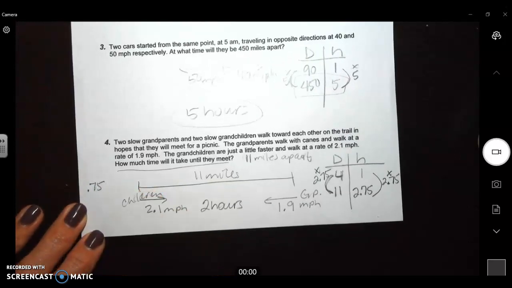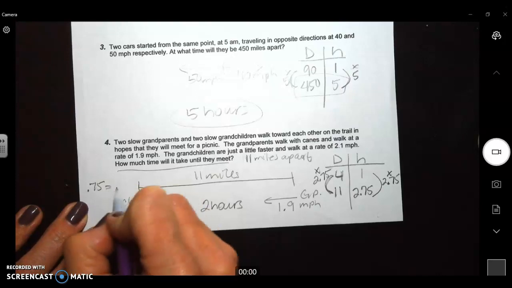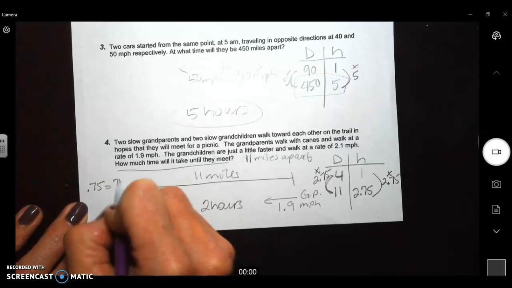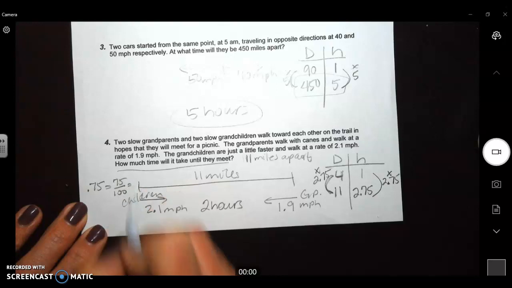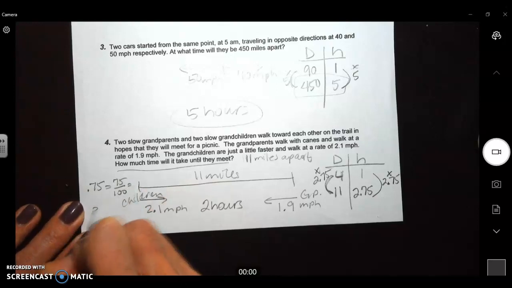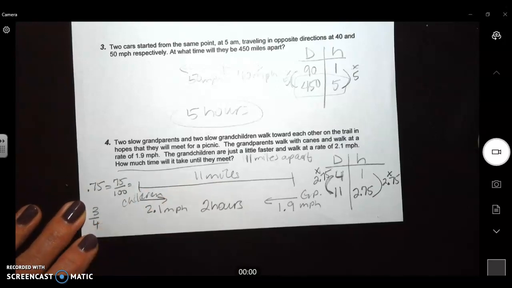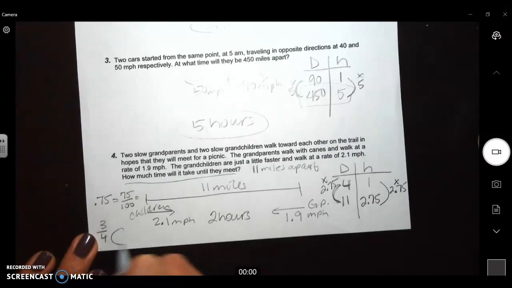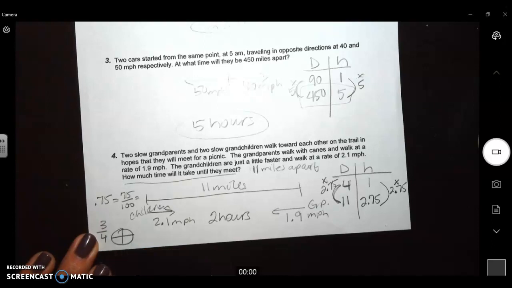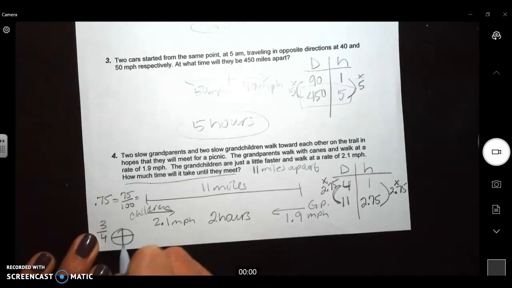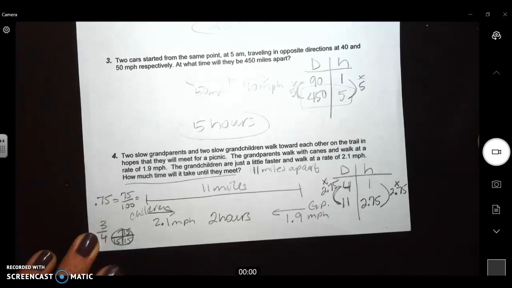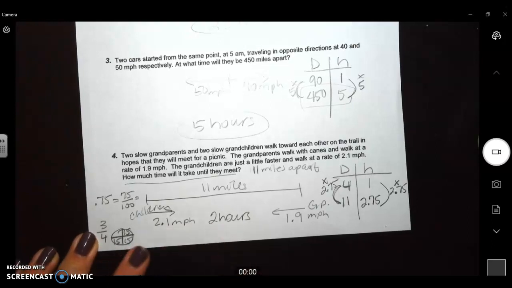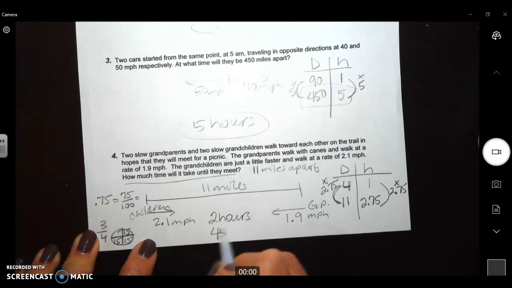0.75 as a decimal is the same thing as 75 cents out of $1. And if I reduce it one more time, it's 3/4. So 3/4 of an hour, if I draw a nice round clock and cut it into 4 parts, each part is 15 minutes. So 0.75 in time would be 2 hours and 45 minutes.